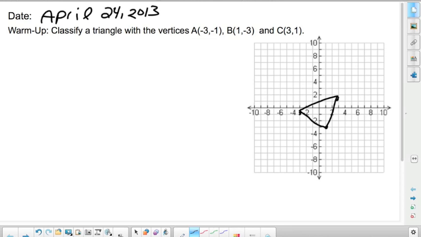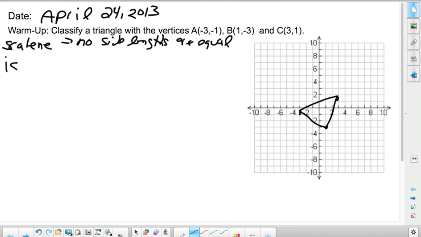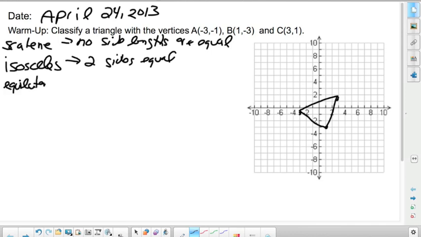So first thing we want to do to classify is there's 3 classifications. Right? There's scalene. So that means no side lengths are equal. There's isosceles. Two sides are equal. And third, there's equilateral. That means all sides equal.